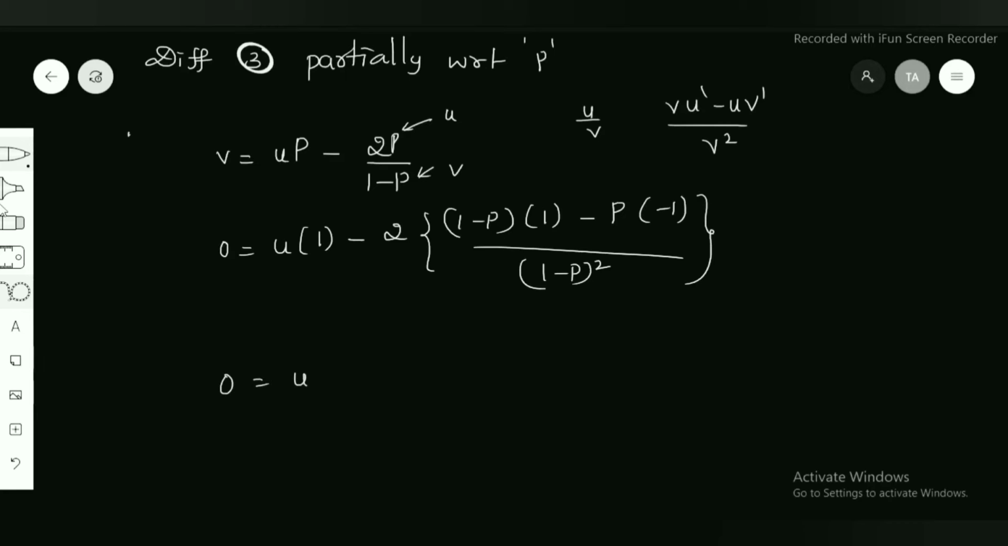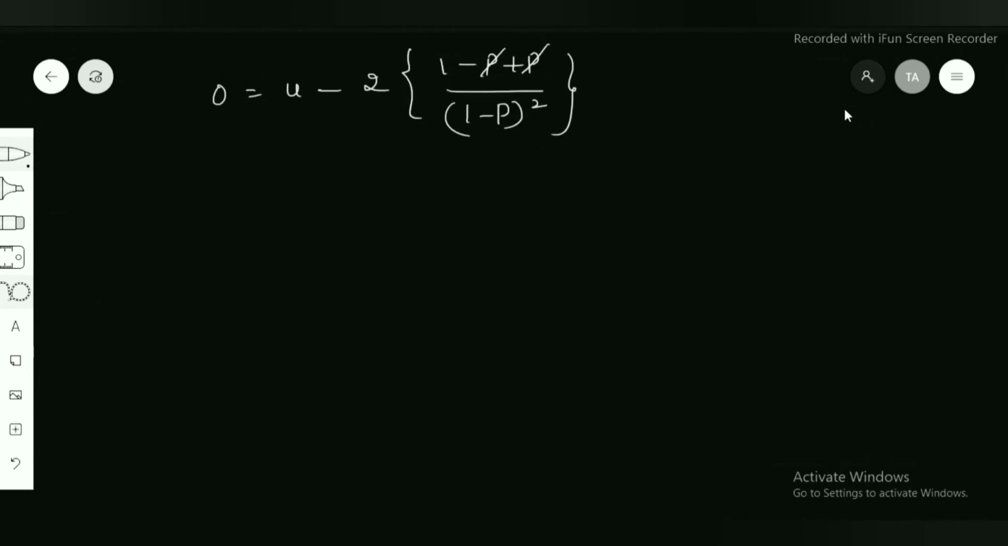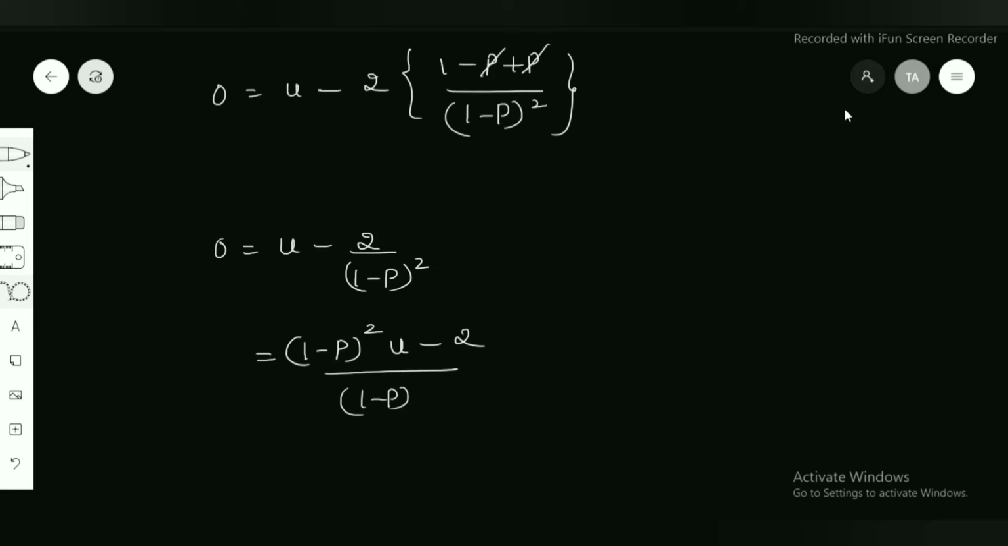Okay, 0 is equal to u minus 2 times 1 minus p minus of minus plus p, divided by 1 minus p whole square. This minus p and plus p will get cancelled. So we are remaining with 0 is equal to u minus 2 by 1 minus p square. Let us solve for p there. Take the LCM now: 1 minus p whole square into u minus 2, divided by 1 minus p whole square. LHS will be 0 as it is.